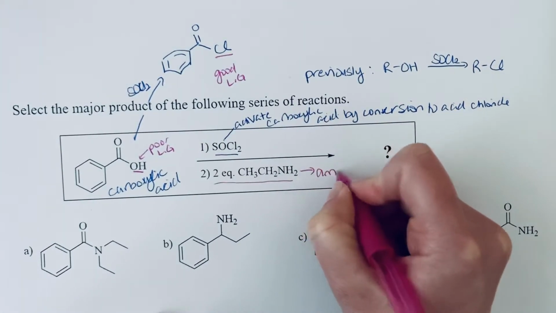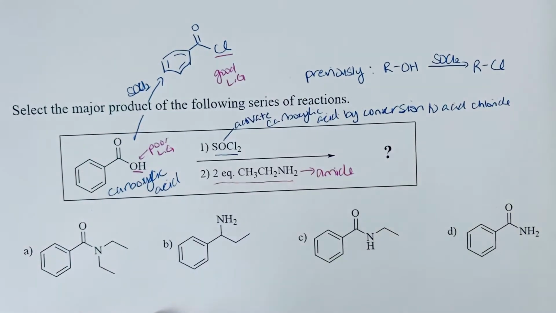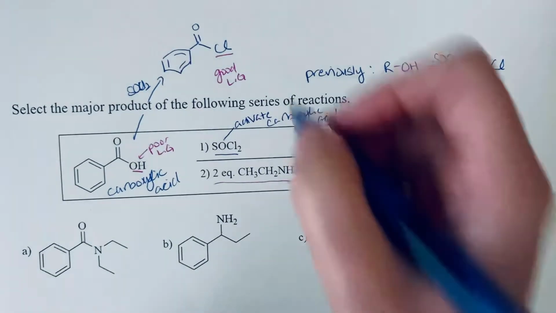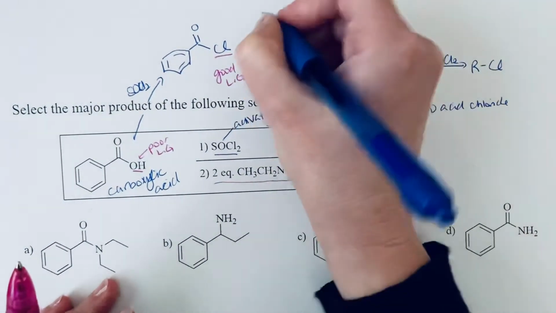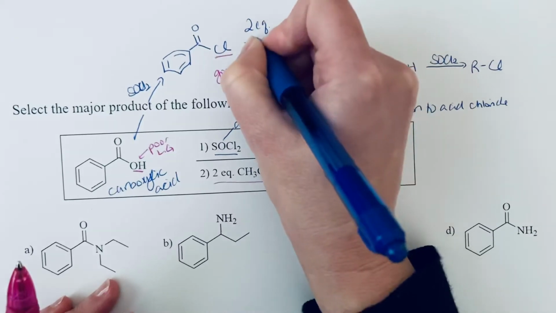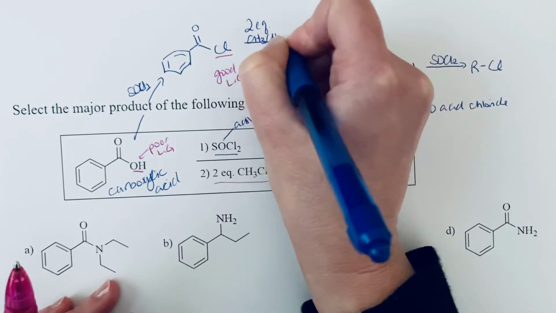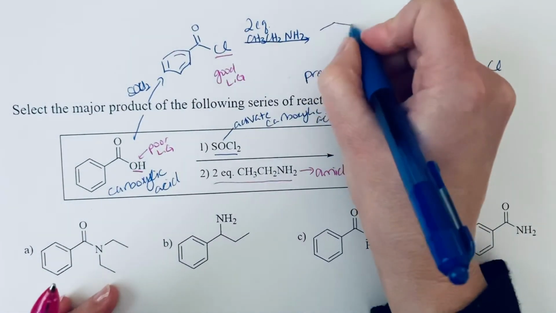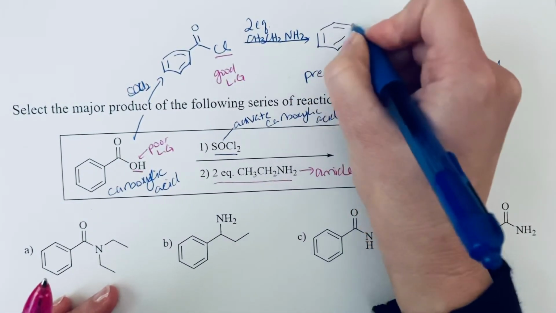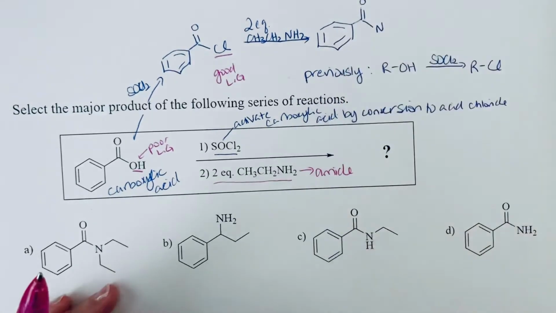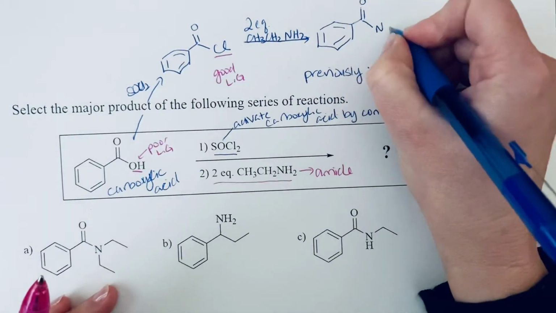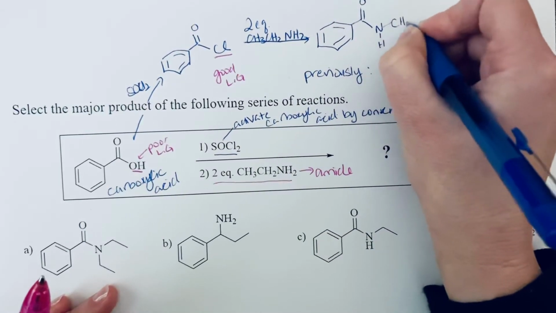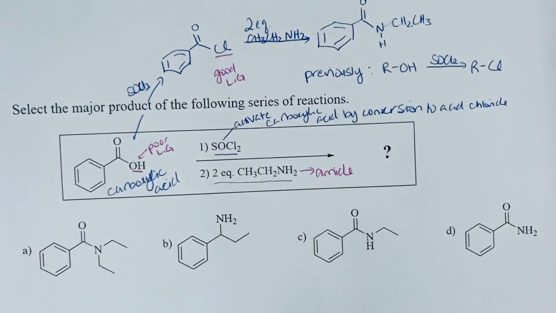And so then in the second step, these are the conditions to take an acid chloride and make an amide. So we have two equivalents of the amine in there because we need a second equivalent to react with the HCl that is generated. So when you react this with two equivalents of this amine, what you end up with is the amide. So you have replaced that chlorine with a bond to one of those amines, and you'll have one hydrogen left over and CH2CH3. So that's the major organic product.